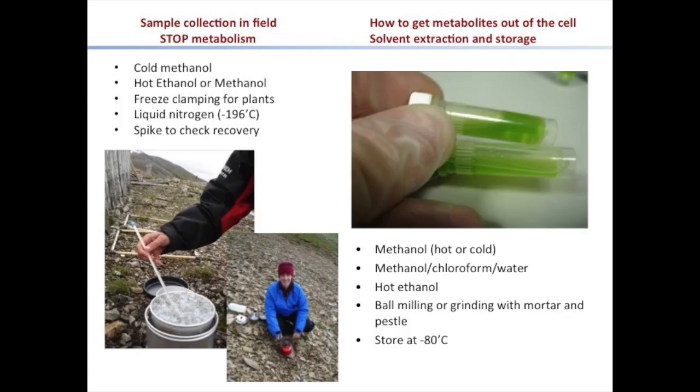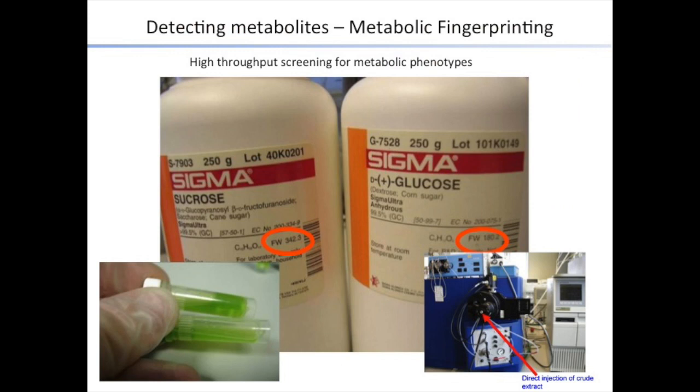Okay. We can do this in the field. This is up in Scotland. What you want to do first of all is to stop metabolism as quickly as possible, so you've got your snapshot of the metabolic profile in your sample. This is boiling methanol on a Trangia stove in Scotland. And then once you've got your sample fixed, you need to extract the metabolites using a variety of solvents. Okay. And then to get your metabolic phenotype, we use the principle that different metabolites have different weights.